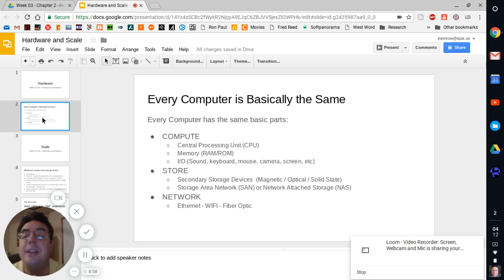Okay, first, the thing you want to learn from this particular recording is that every computer is basically the same. Every computer has the same basic parts. So when I'm talking about computer, I mean any kind of computing device. This can go from, we always talk about toasters, you know, and you go, oh, you got a computerized toaster. And you go, well, that doesn't take a whole lot of brains to come up with a toaster.